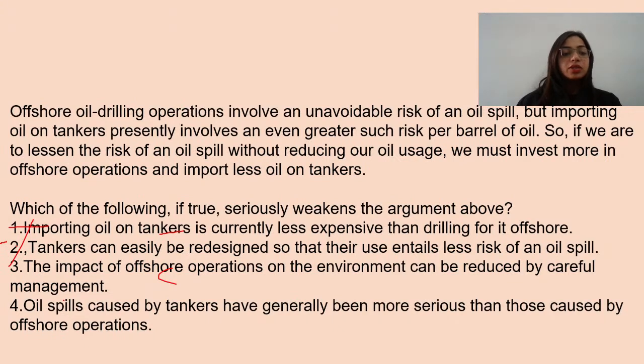Comes two. Two says tankers can easily be redesigned so that their use entails less risk of an oil spill. It says that the tankers you are importing can be redesigned, and if they can be redesigned and reduce oil spill, then the author's argument that we must invest more in offshore because tankers are risky will be countered, opposite in nature. That's why two can be a right answer.